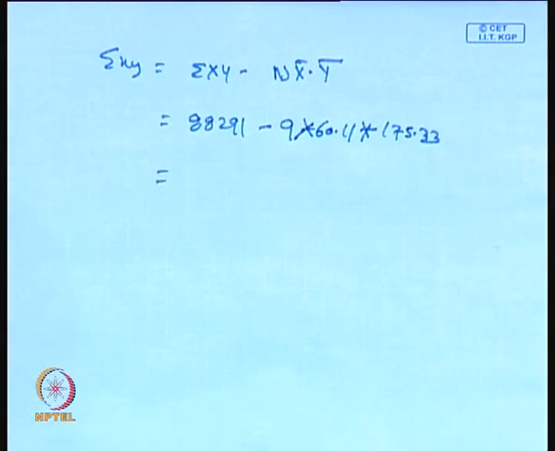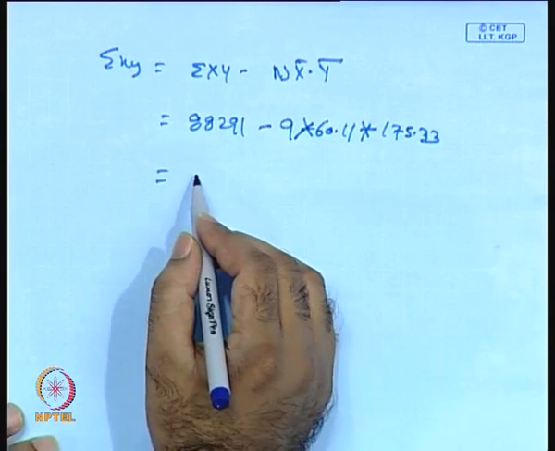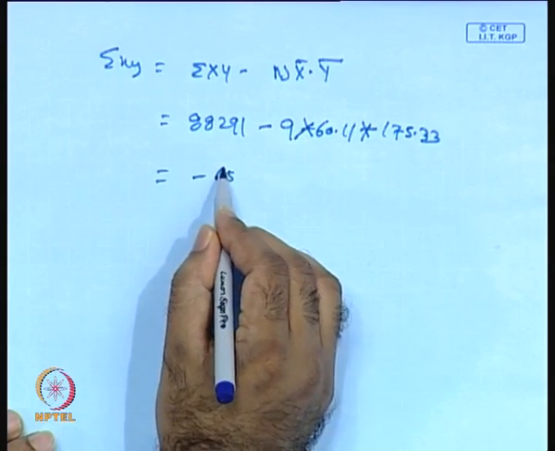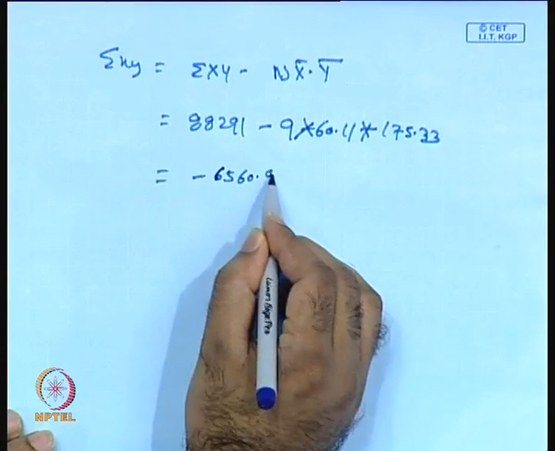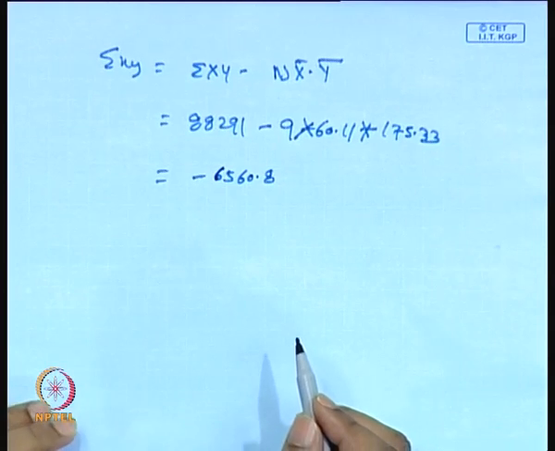So, this is equal to 88291 minus 9 into 6.11 multiplied by 175.33. Okay. So, this is coming negative, this is coming negative, and this is coming negative. Okay. So, minus 6560.8. One thing you must be very careful.